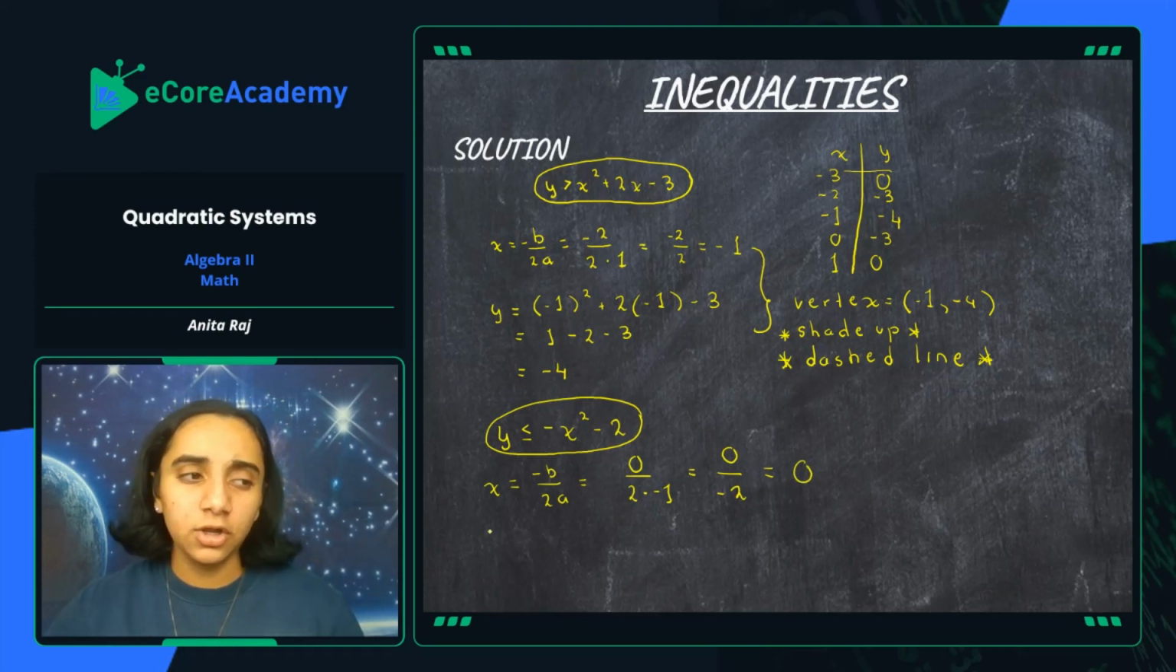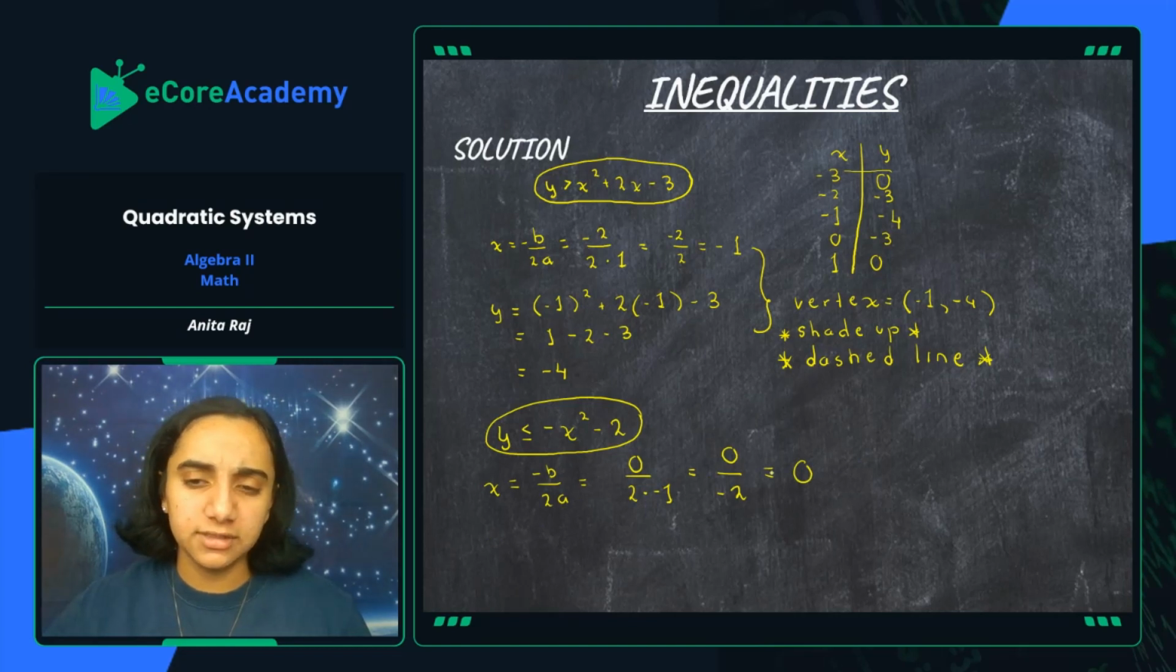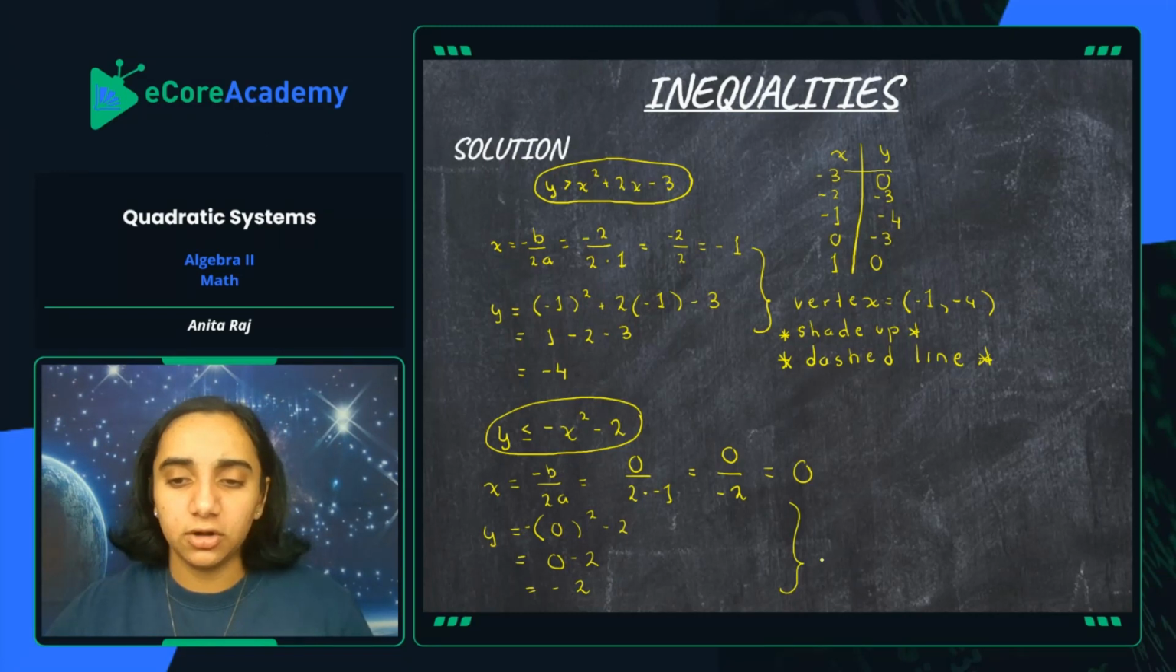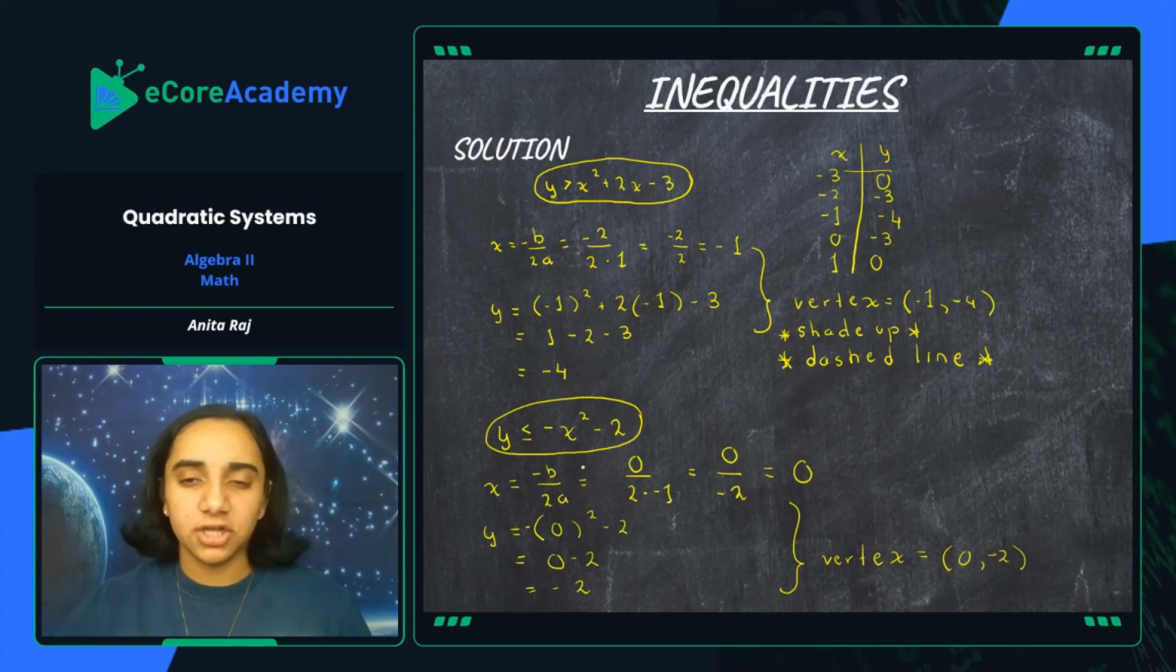And down here, we're going to plug 0 back into this quadratic equation. We get y is equal to negative 0 squared minus 2. Well, negative kind of cancels out. You don't really need negative because it's 0. 0 squared is equal to 0, minus 2, and then we end up getting negative 2. So we can deduce that our vertex is equal to 0, negative 2.